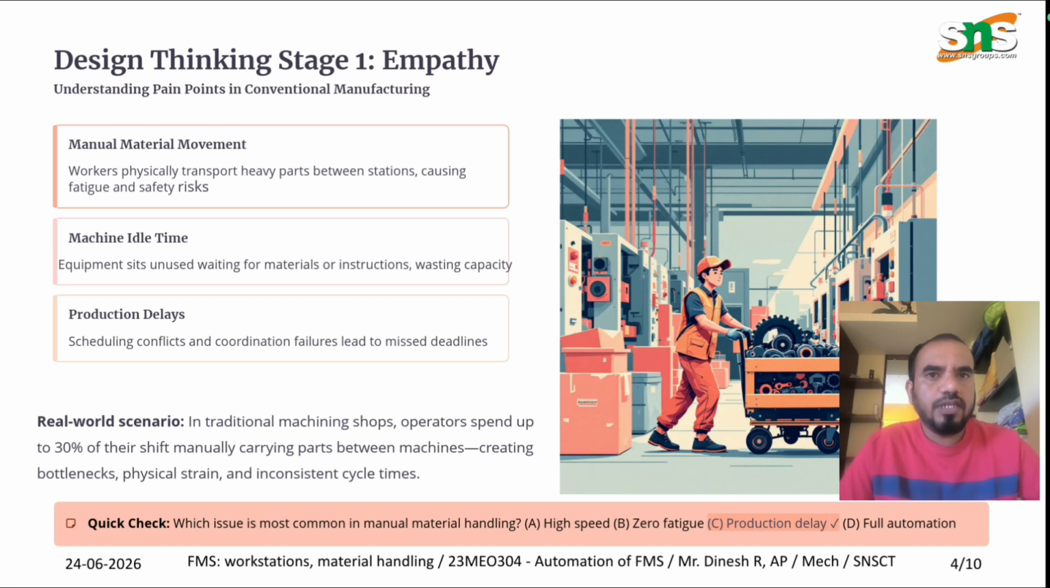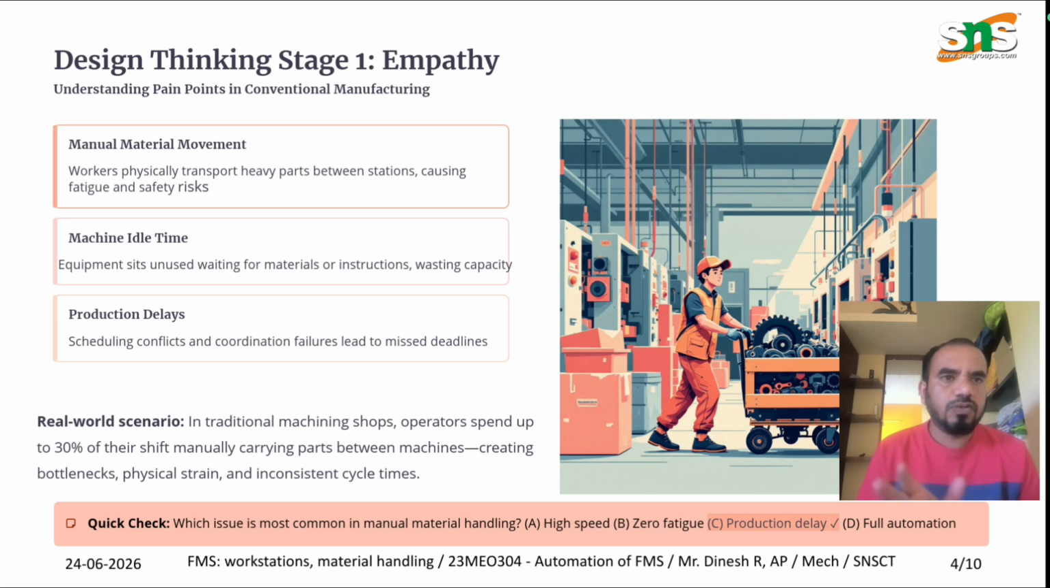Okay, so equipment sits unused, waiting for material or instruction, which is probably wasting time or wasting the capacity of that particular machine. Okay, so that's the second point. And the third one is production delay. So scheduling conflicts and coordination failure lead to missed deadlines. Okay, so these are the main pain points of this topic. Why we are concentrating more on FMS. Okay, so the first one is manual material movement, then machine idle time, and then production delay.